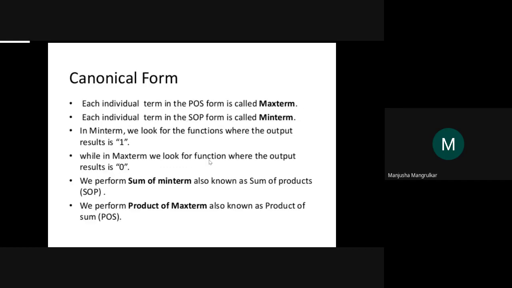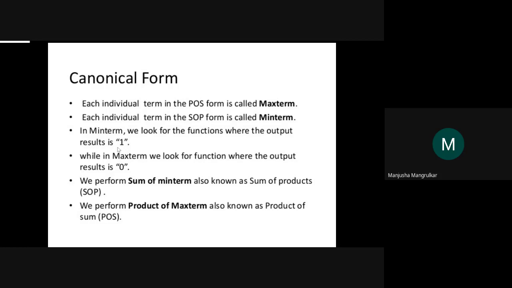Now how can we convert this into the standard canonical form? So first we will take the product of sum, right? Each individual term in a product of sum is called the max term, right? Product of sum means first it is ORing and then ANDing those terms, that is a max term. And each individual term of sum of product is called the min term. This you need to memorize.